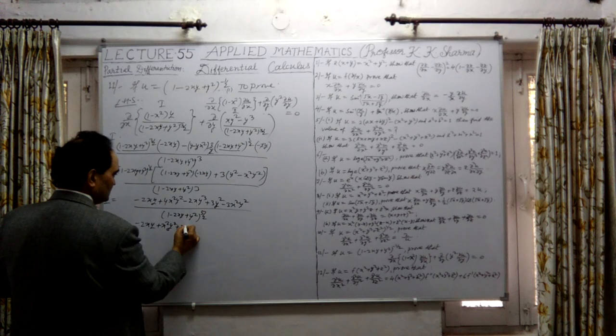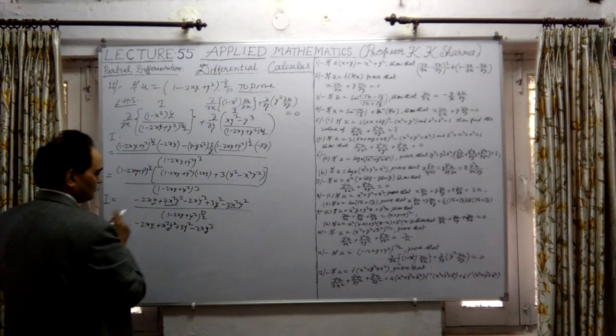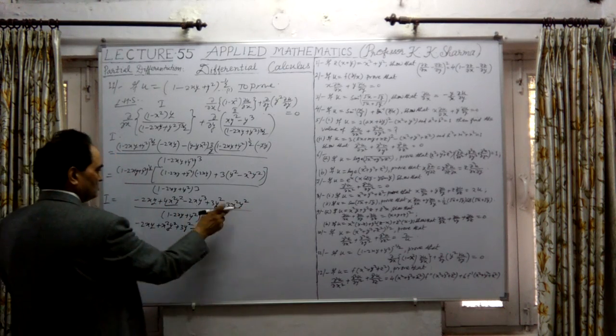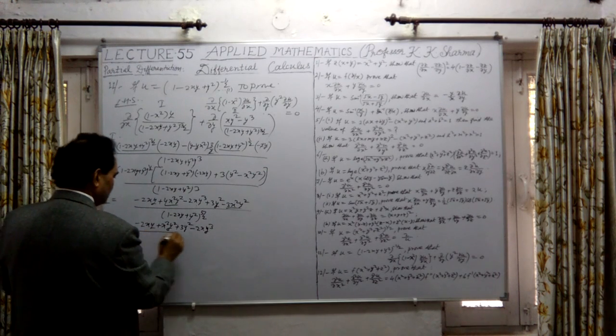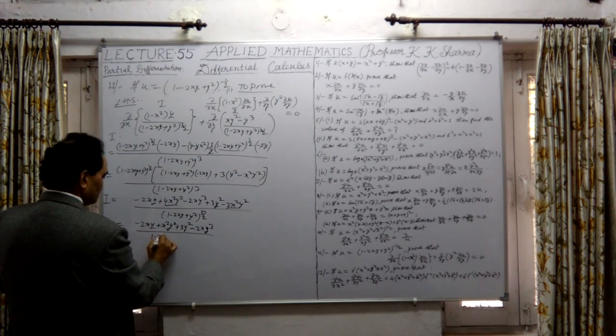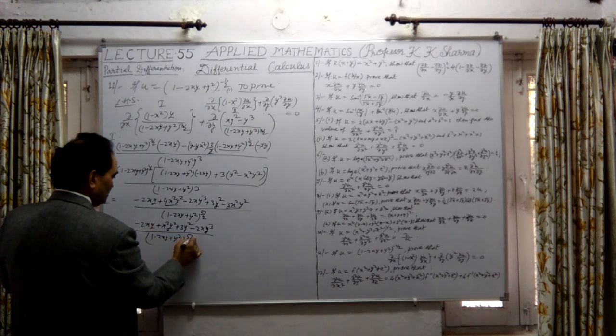Let me write here 3y square, and this is minus twice xy only. This we have already taken with this. So these two are combined, others are different terms. So this is divided by (1 minus twice xy plus y square) whole power 5 by 2.